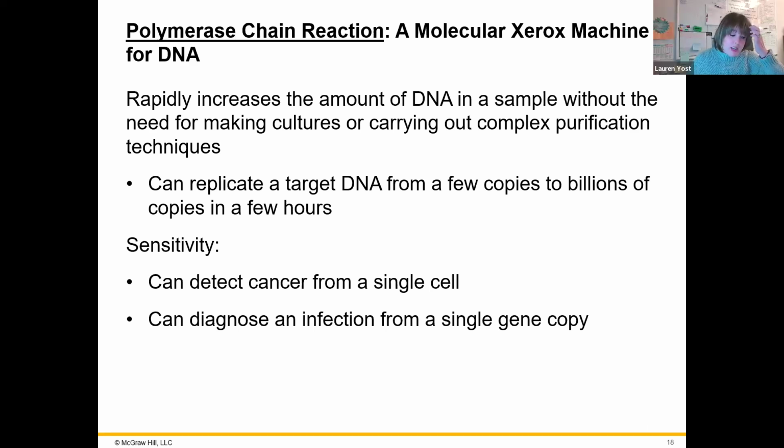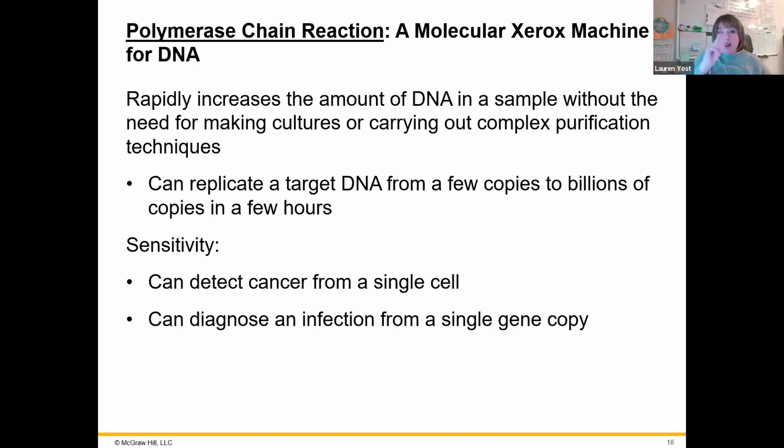Another great tool in the genetic engineering repertoire is PCR. PCR stands for polymerase chain reaction. It's basically a molecular Xerox machine for DNA. It makes copies of DNA. When we say that it amplifies DNA, we mean that it makes copies of the DNA.